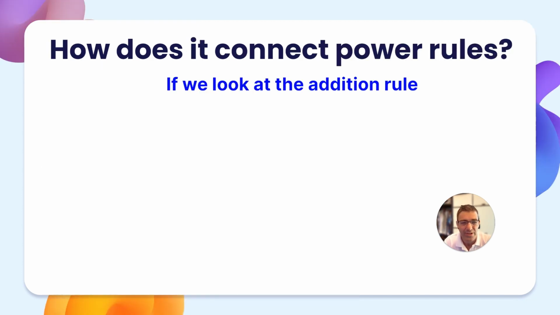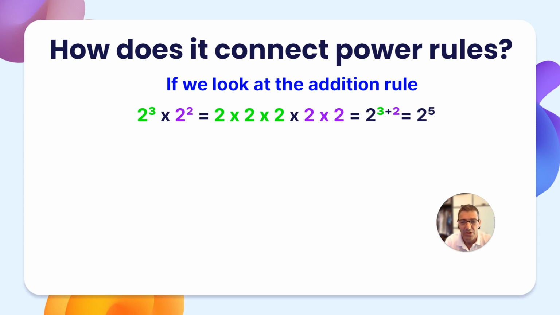Well, here it is. If you look at the addition rule, for example, 2 cubed times 2 squared is, the green ones are 2 times 2 times 2, representing 2 cubed, and the purple ones are 2 times 2, which is 2 squared. Notice that all together you have five 2's, and this is what we call the addition rule. So it becomes 2 to the power 3 plus 2, which is 2 to the power 5. So when you're multiplying numbers, you can add the exponents, as long as the base is the same.